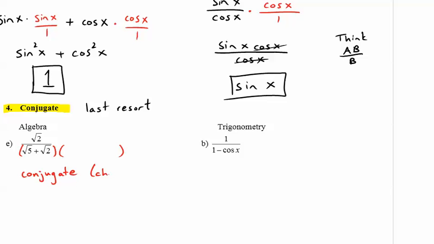A conjugate means we have the same binomial in each term. We're just going to change the positive and the negative value in the middle of the term. So root 5 minus root 2 is conjugate to root 5 plus root 2. So if we multiply that term in the numerator and the denominator, what that does is it gets rid of the square roots.